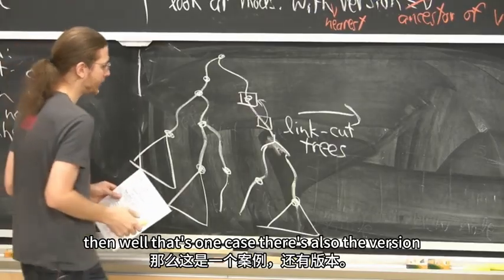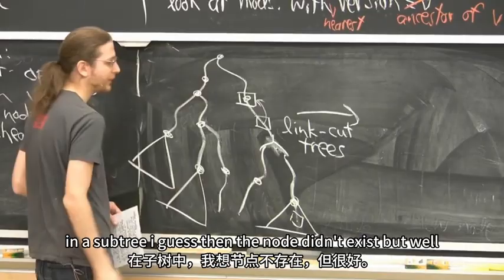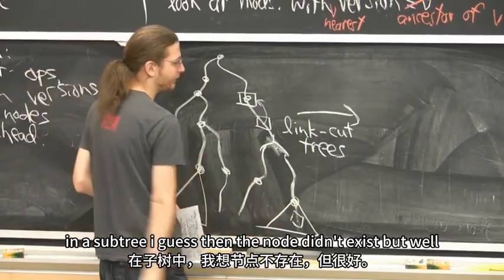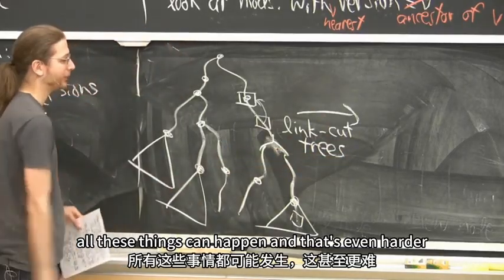Then, well, that's one case. There's also the version where maybe a version is down here in a subtree. I guess then the node didn't exist. But, well, all these things can happen, and that's even harder.